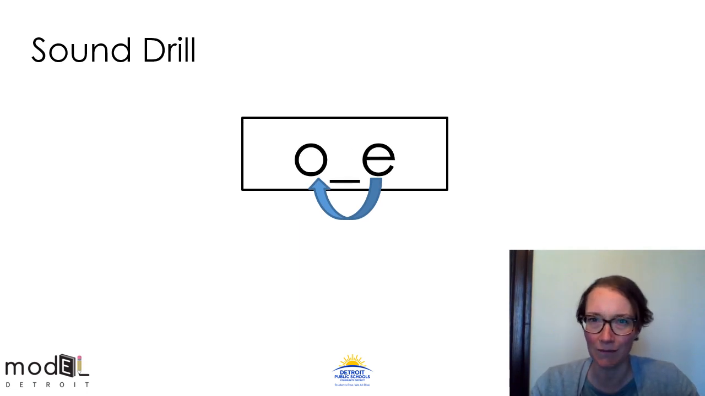What about this one? O. The magic E gives its voice to the letter O, so the O says O. Say the sound with me. O. Say it on your own. Good job.